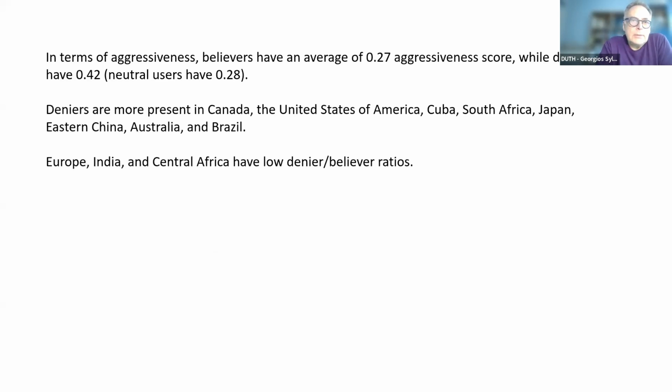In terms of aggressiveness, believers have an average aggressiveness score of 0.27, as I said, while deniers had a 0.42 and neutrals a 0.28 score. Deniers are more present in Canada, United States, Cuba, South Africa, Japan, Eastern China, Australia, and Brazil. In Europe, India, and Central Africa, we have a low denier to believer ratio. In fact, we developed a ratio between deniers and believers, and we use this ratio in order to understand the patterns hidden in this database.